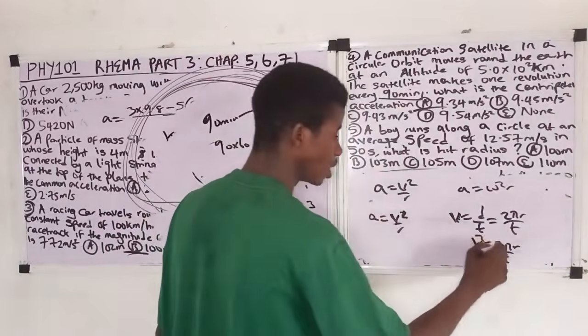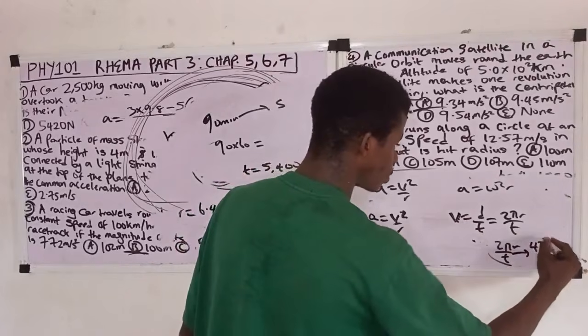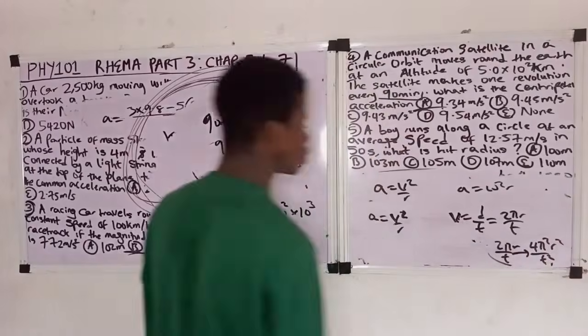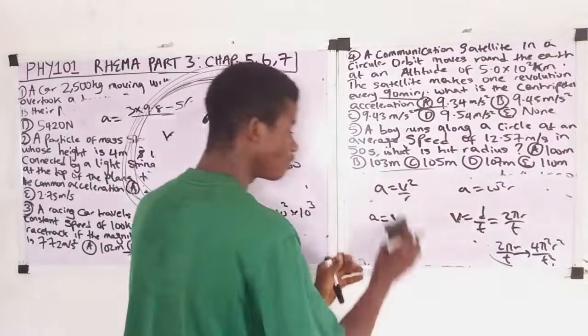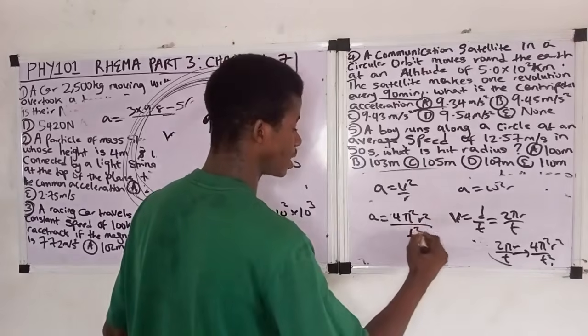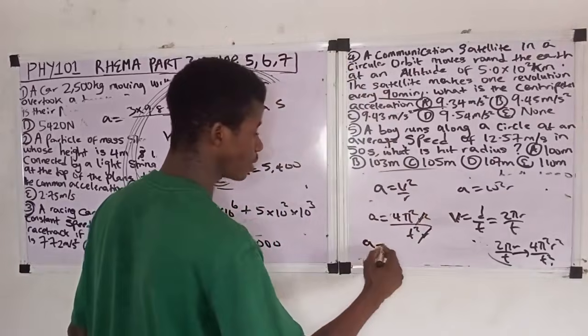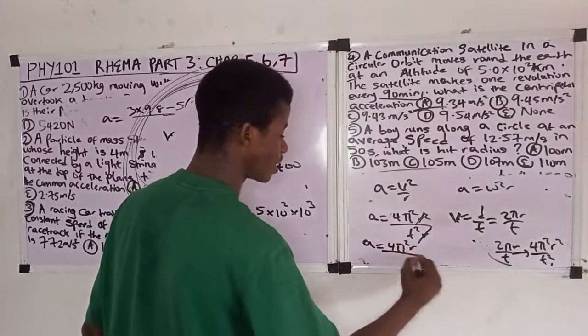Since velocity is squared, we square all these things here. If we square everything, here will now be 4 pi squared r squared divided by t squared. So place it here. Then that will form that r, so one of the r's cancels one r. Now that is a equals 4 pi squared r divided by t squared.